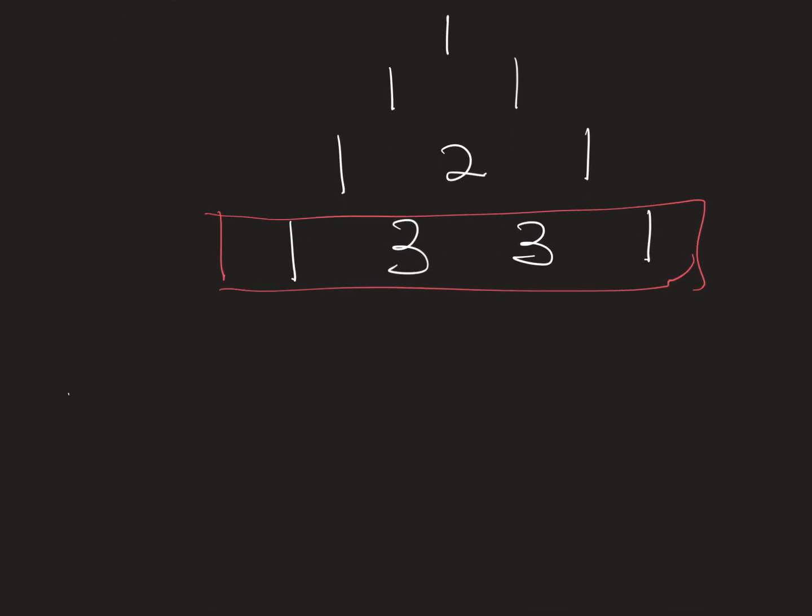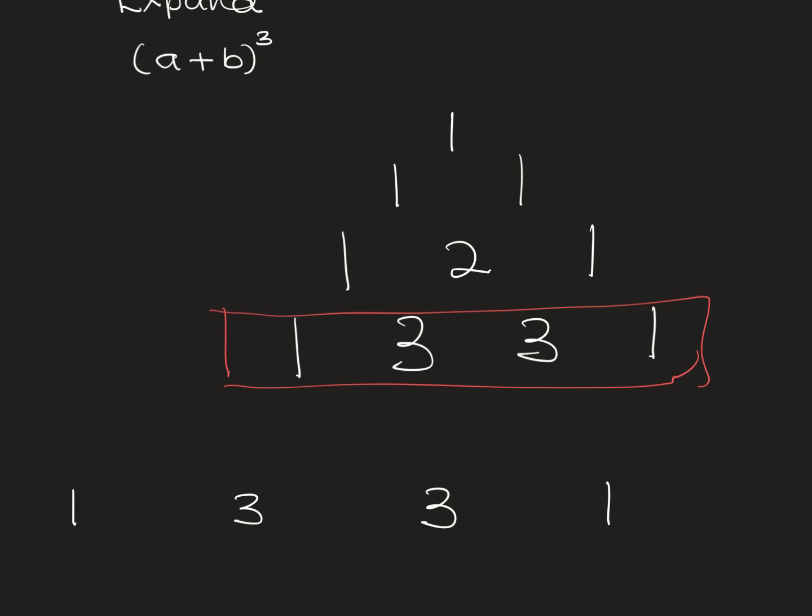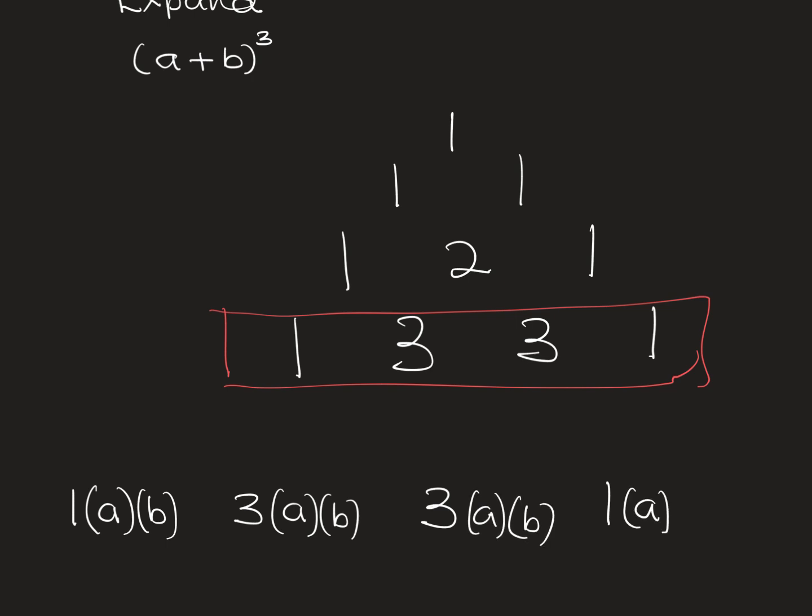If I write that, I'll have 1, 3, 3, 1. Then what do I have to do? I will bring in the binomials, which are a and b. So that will be a multiplied by b, a multiplied by b, a multiplied by b, a multiplied by b. So that will be plus, plus, plus.